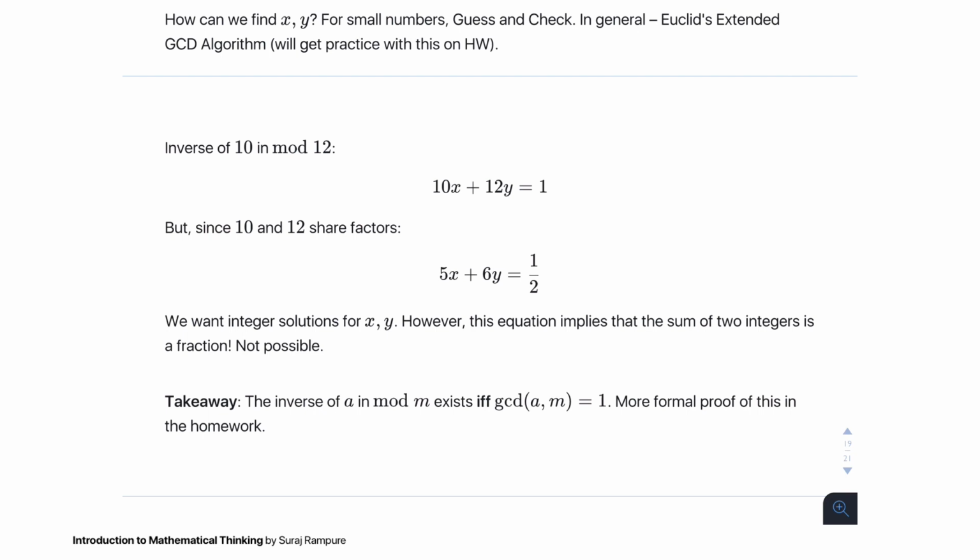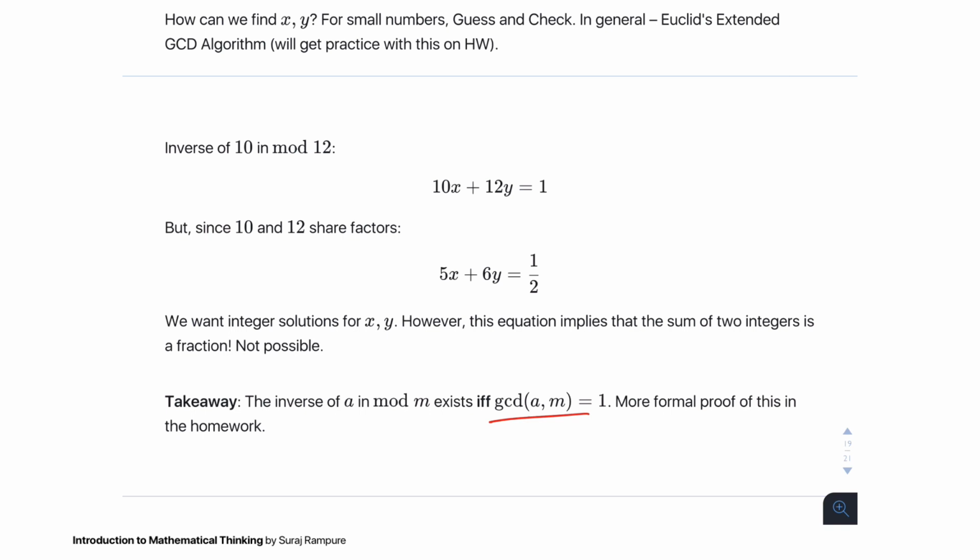So what you notice is that if 10 and 12, or in general, if a and m share any factors, this inverse will not exist, okay? So the main takeaway is that the inverse of a in modulo m exists if and only if, so this goes both ways, the greatest common divisor between a and m is 1. Is that clear? So, for example, is there an inverse of 4 in mod 26? No, because 4 and 26 share the factor of 2. But is there an inverse of 5 in mod 26? Yeah, because 5 and 26 are relatively prime.